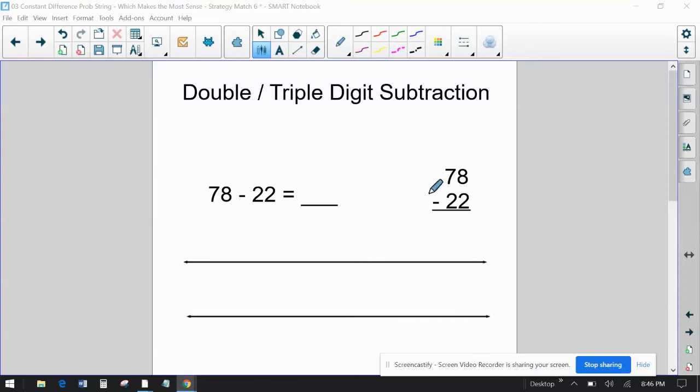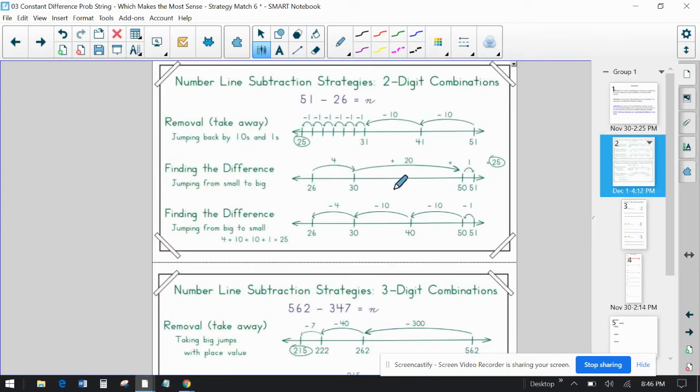Hey, boys and girls. So today we're going to focus on subtraction. Last time we did addition. Now we're going to look at some subtraction problems. One of the things about subtraction, just like addition, is there are many different ways to solve subtraction problems.